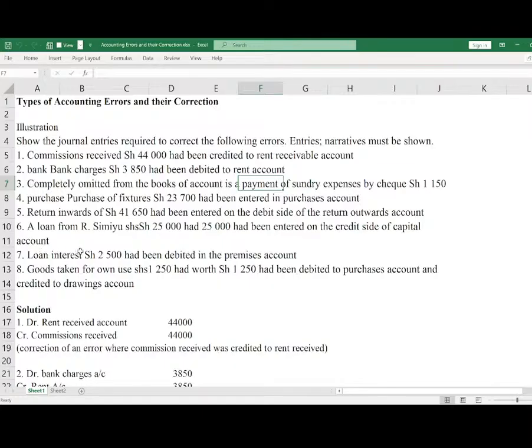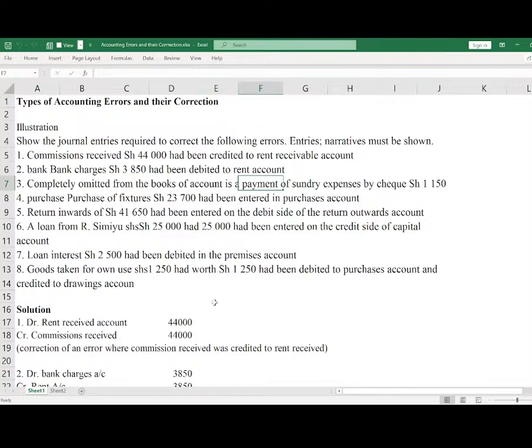Then loan interest of 2,500 had been debited in the premises account. Goods taken for own use 1,250 had been debited to purchase account and credited to drawing account.